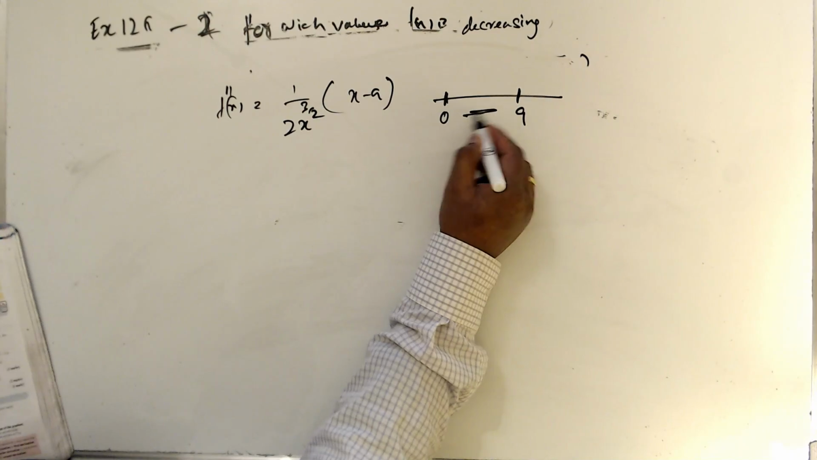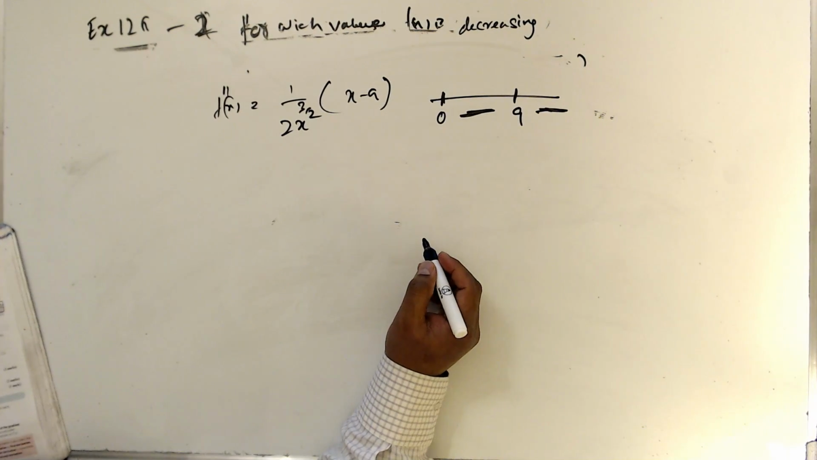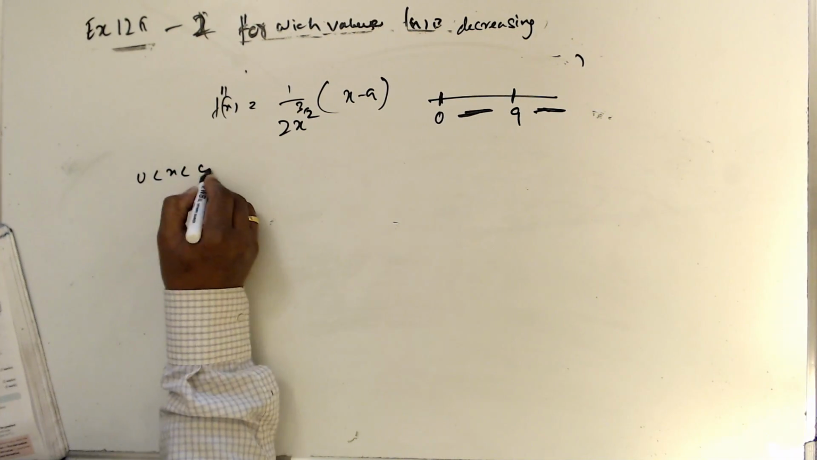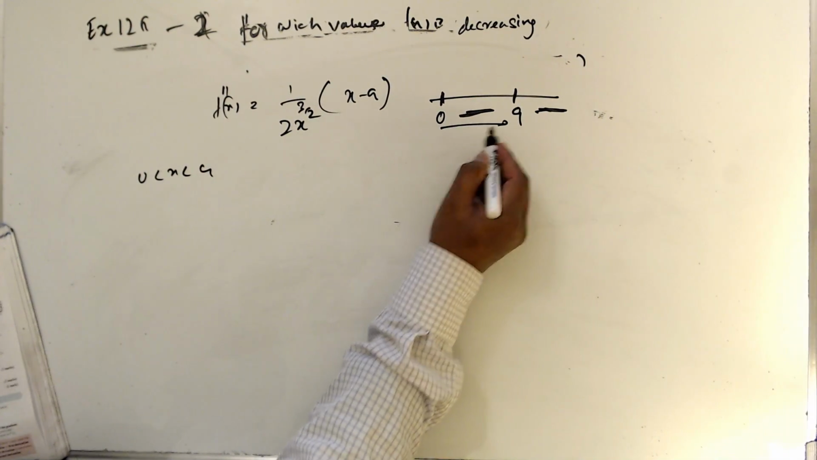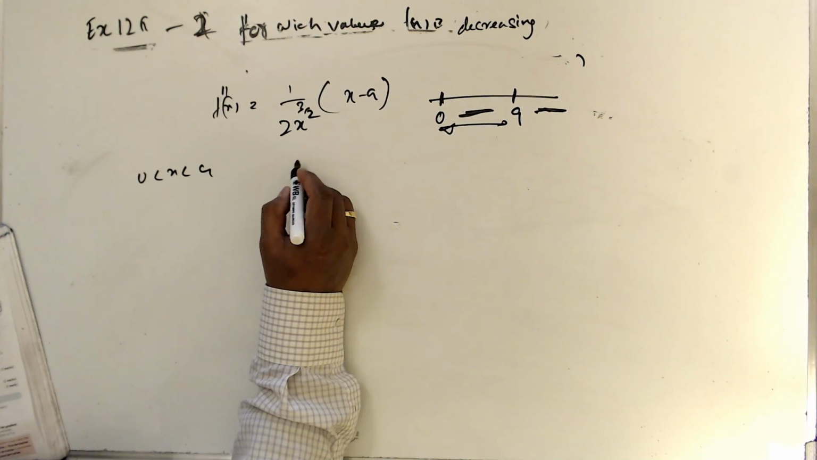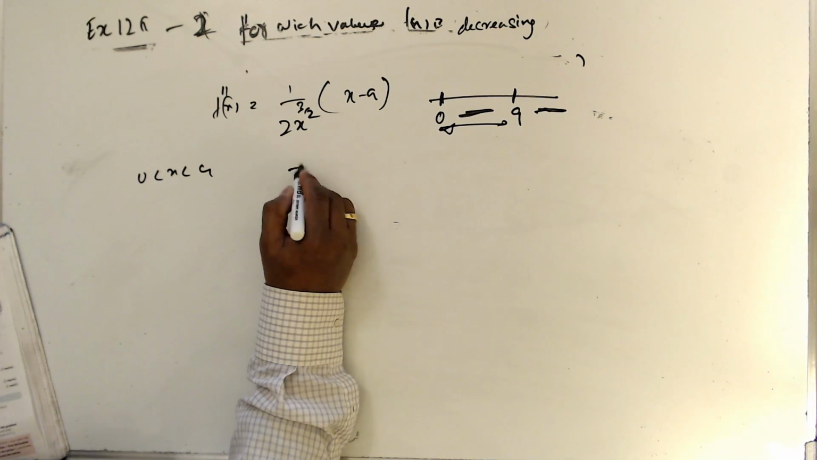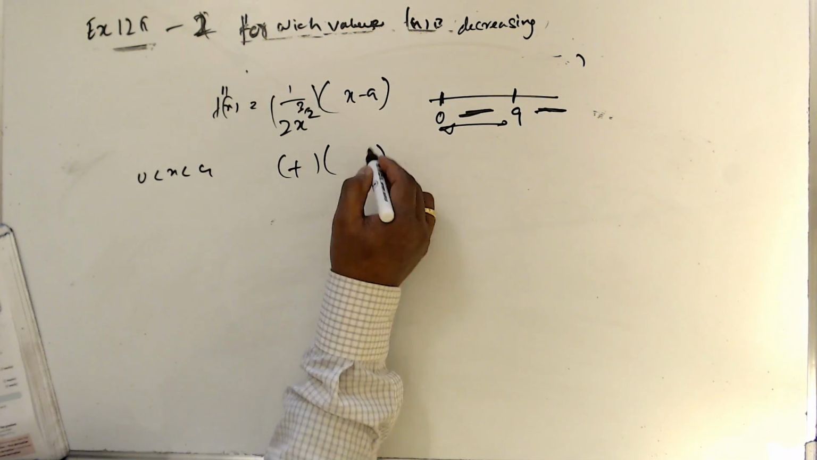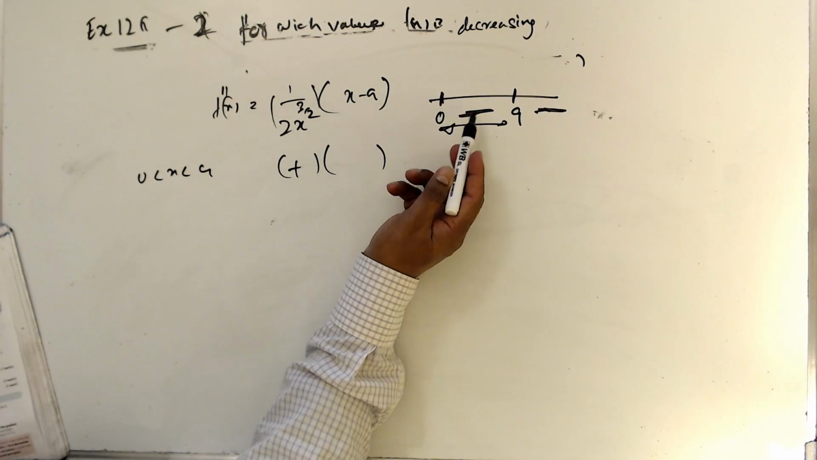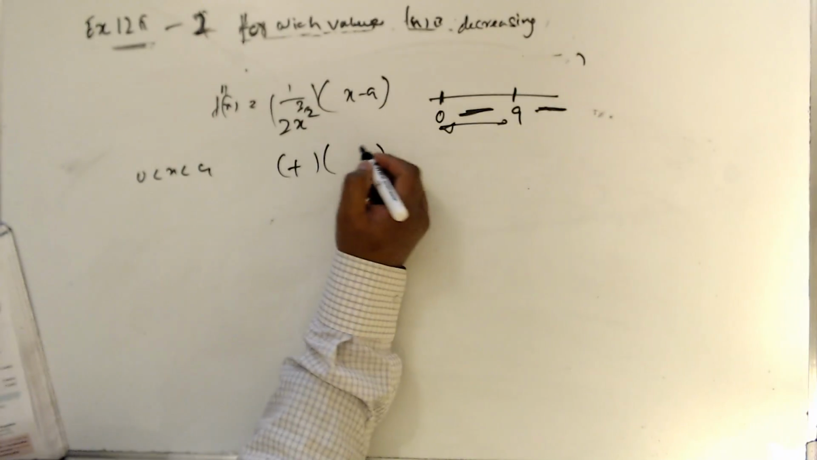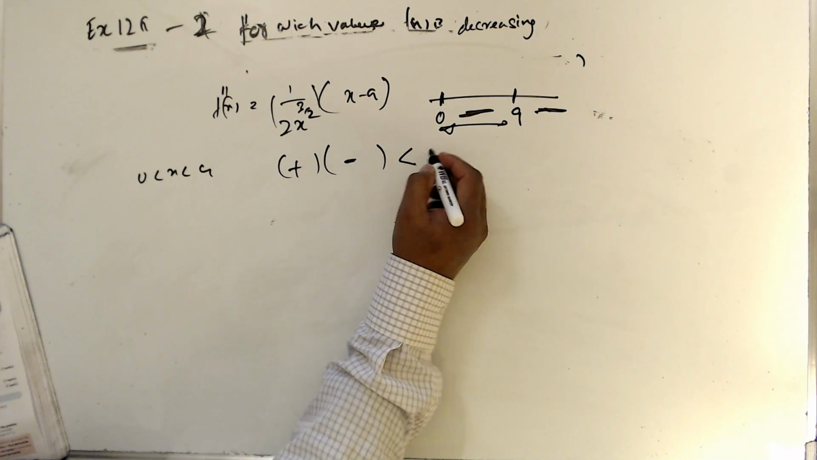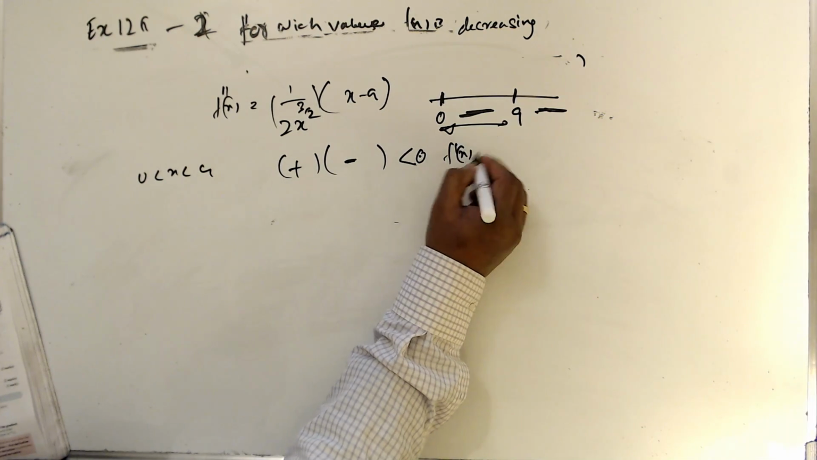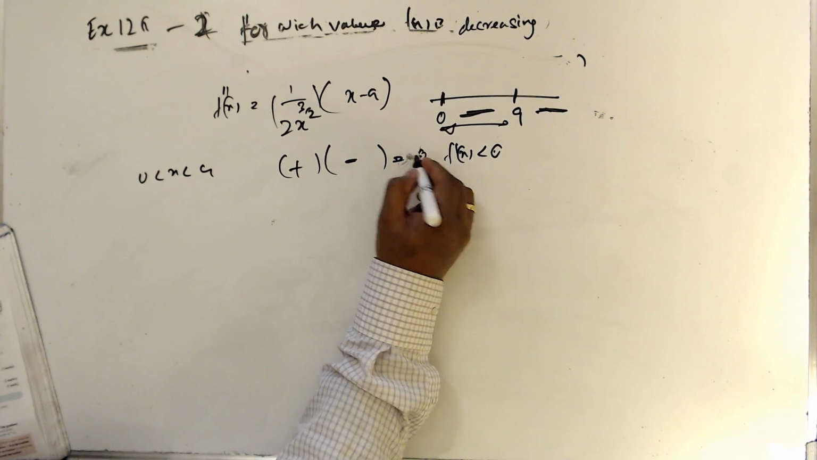No, those are the two intervals I can say. What will happen? For 0 less than x less than 9, this term is going to be positive always, and this term is going to be negative, because if you put 5 minus 9 it is minus. So this is less than 0. It means f dash x is less than 0, so it has a negative value.